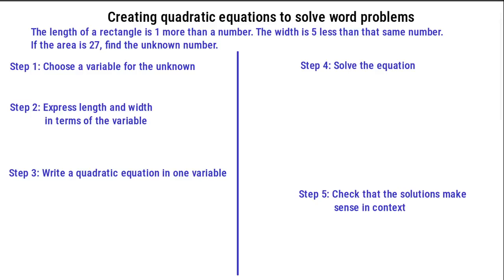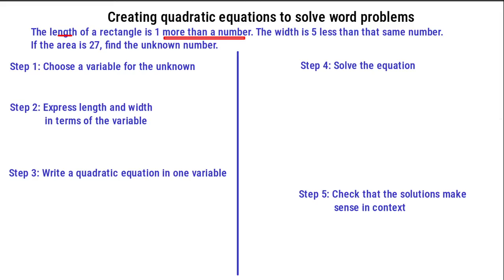The length of a rectangle is one more than a number. The width is 5 less than that same number. If the area is 27, find the unknown number. Right, so we've got this word problem. The important information is here. Length is one more than some number.